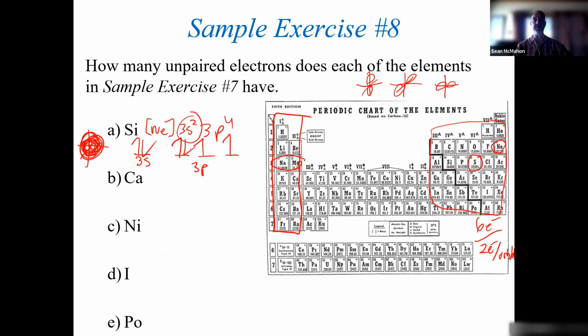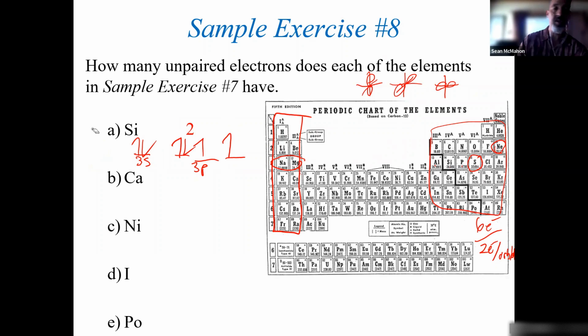So how many unpaired electrons? Can't see it because I wrote all that. 2. I shouldn't have erased that. 2, because of the 3p4 left me with 2. Left me with 2 unpaired electrons.